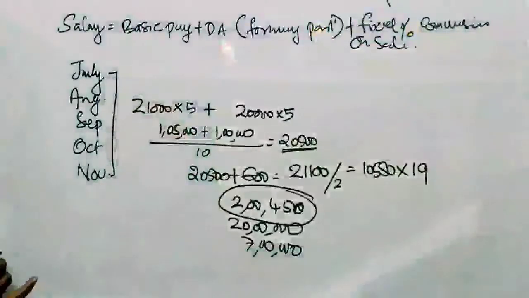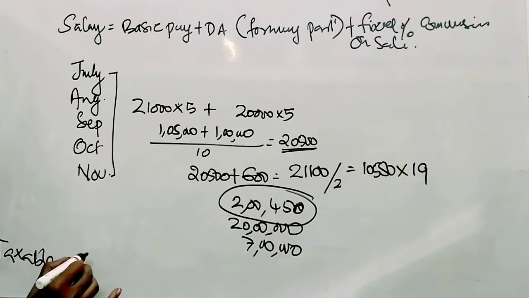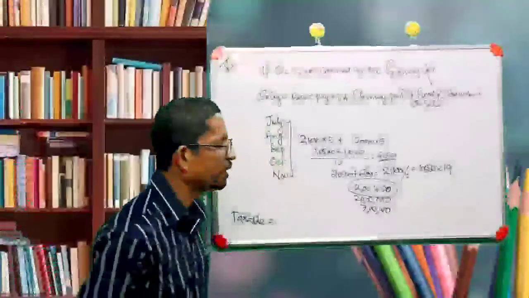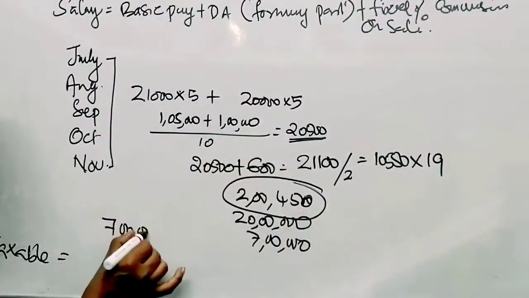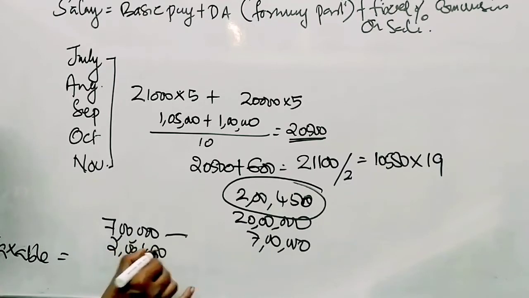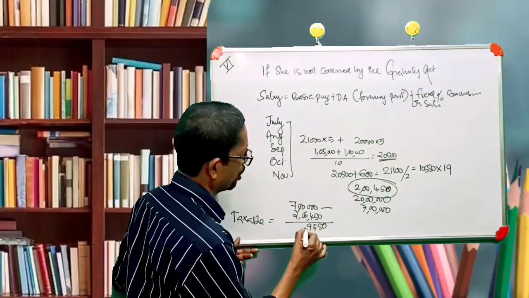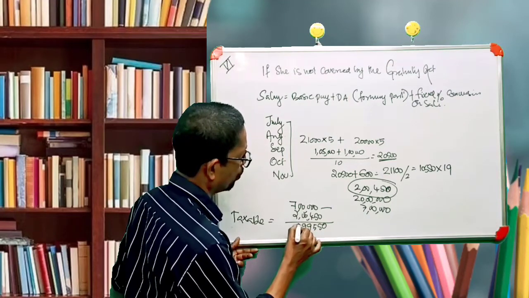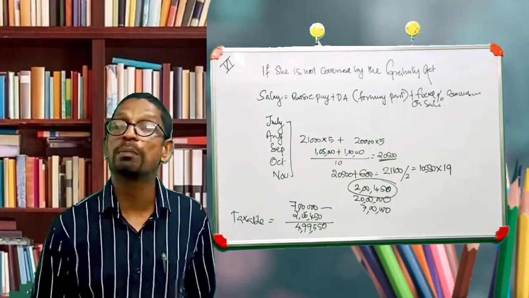Therefore, the taxable amount, how much now? The taxable amount is equal to 7 lakh minus 2,00,450. That is how much now? 4,99,550 is the taxable amount.